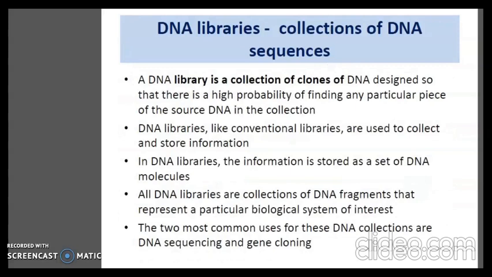So what are DNA libraries in general? It's a collection of clones of DNA designed so that there is a high probability of finding any particular piece of the source DNA in the collection. And these libraries, like conventional libraries, are used to collect and store information, and the information is stored as a set of DNA molecules. All DNA libraries are collections of DNA fragments that represent a particular biological system of interest. And the two most common uses of these collections are DNA sequencing and gene cloning.